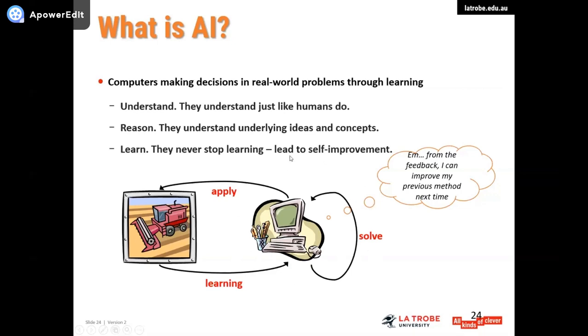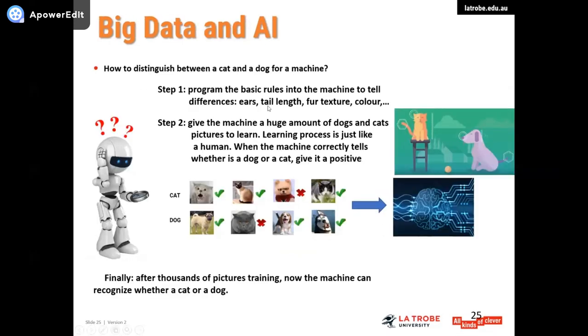So here is a very simple example to show you how a computer can distinguish between a cat and a dog. Step one, we program some basic rules into the machine to tell the difference between a cat and a dog. For example, the tail, the ears, the fur texture, and the color. Then step two, give the machine a huge amount of dog and cat pictures to learn. And the learning process is just like a human.